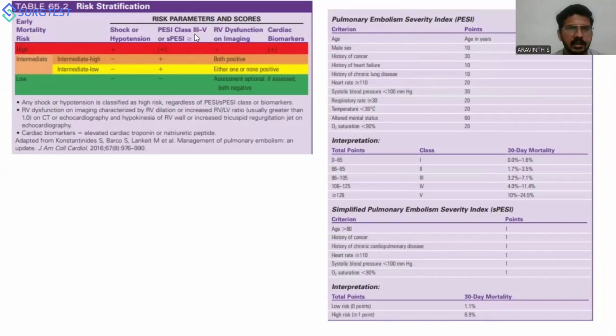So for high risk score, you're looking at class 3 to 5. Class 3 starts at 86. So any score greater than 86 is what we are worried about, because the mortality is more than 3% there. So that is what we are worried about.